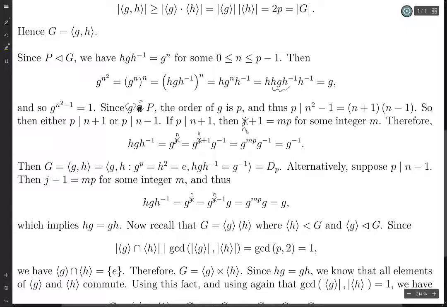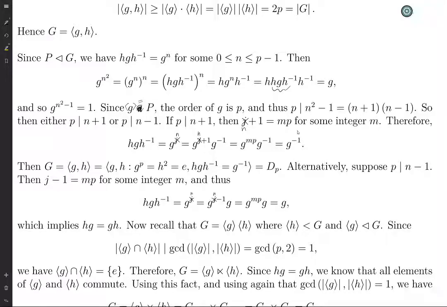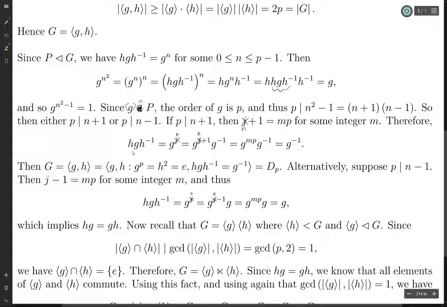But anyways, so we have n plus 1 is m p, so some integer multiple of p will give us n plus 1, and so then we just do some calculations.